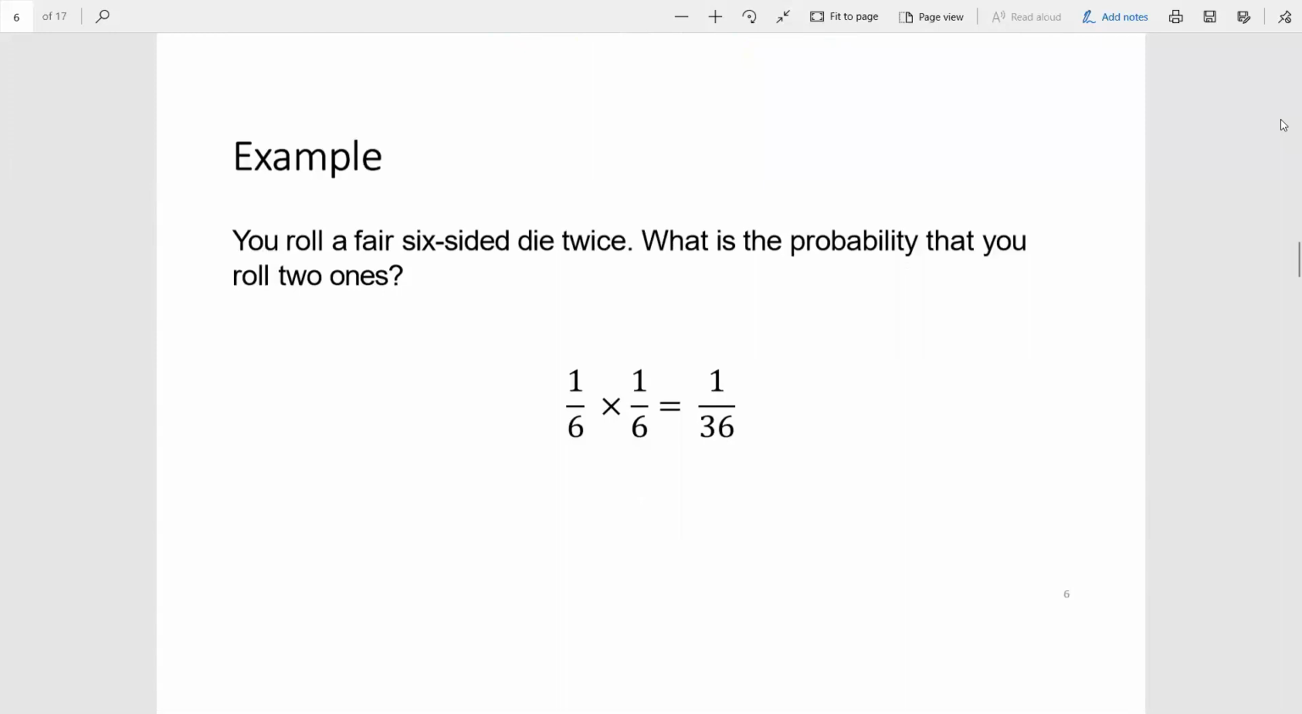Another example, you roll a fair 6-sided die twice. What's the probability that you roll 2 ones? Well, the probability of rolling a 1 on the first try is 1 out of 6. The probability of a 1 on the second try is 1 out of 6. So the probability of both happening is 1/6 times 1/6, which is 1 over 36.